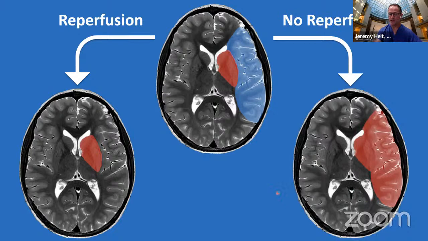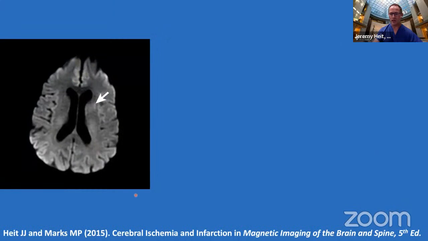So really what we're trying to do with all of our patients is get prompt restoration of blood flow to the brain, either with intravenous thrombolysis or with endovascular thrombectomy procedures. So just a couple of examples to illustrate this point. This is a gentleman who was raking in his front yard. He collapsed, was witnessed by his family, was brought to an outside hospital and promptly transferred to Stanford.